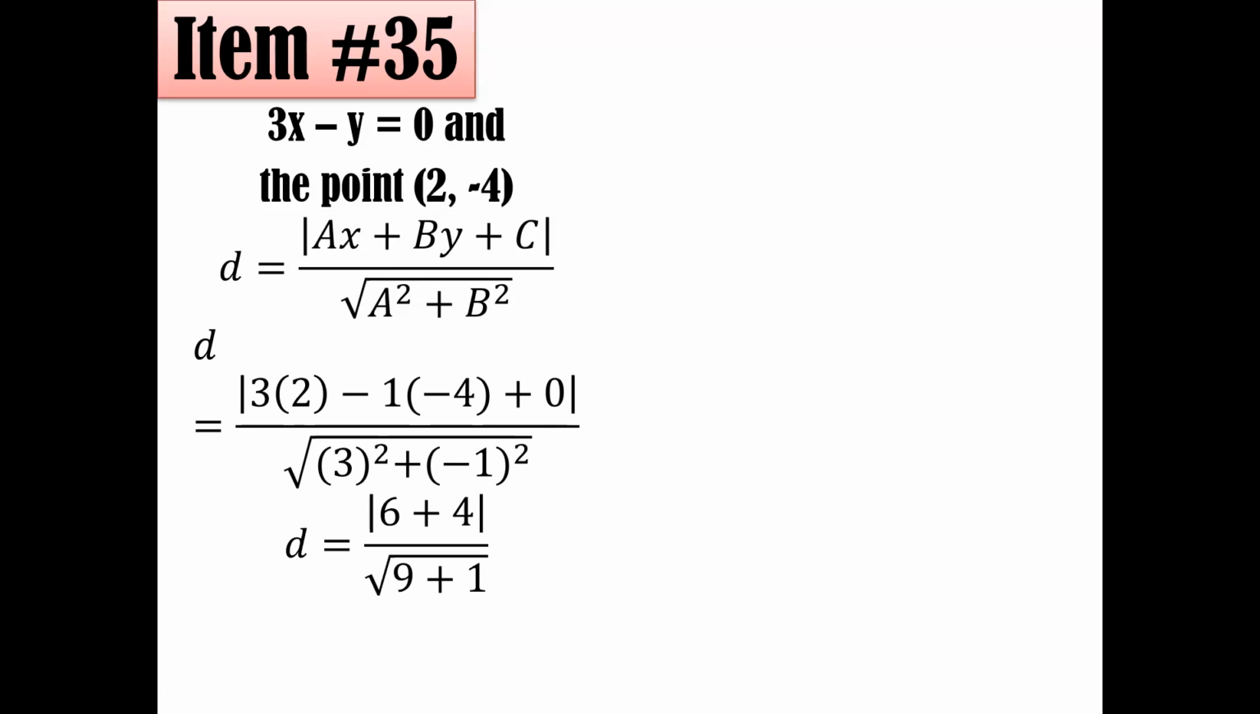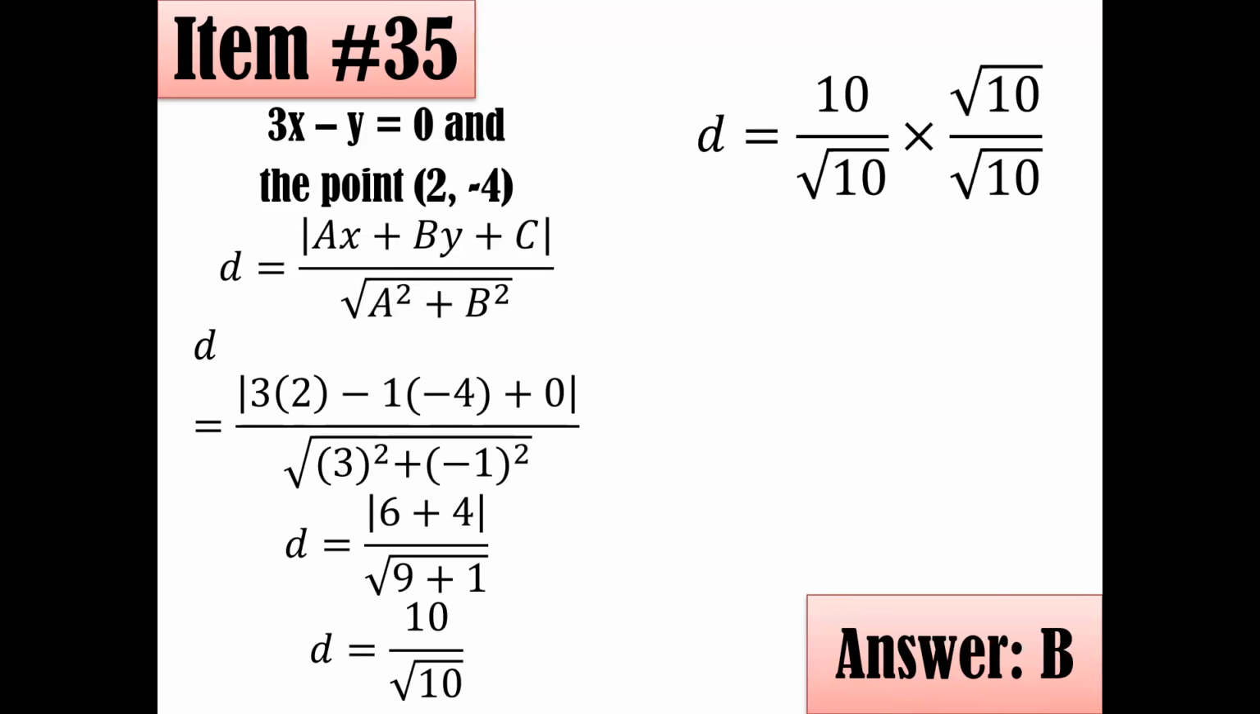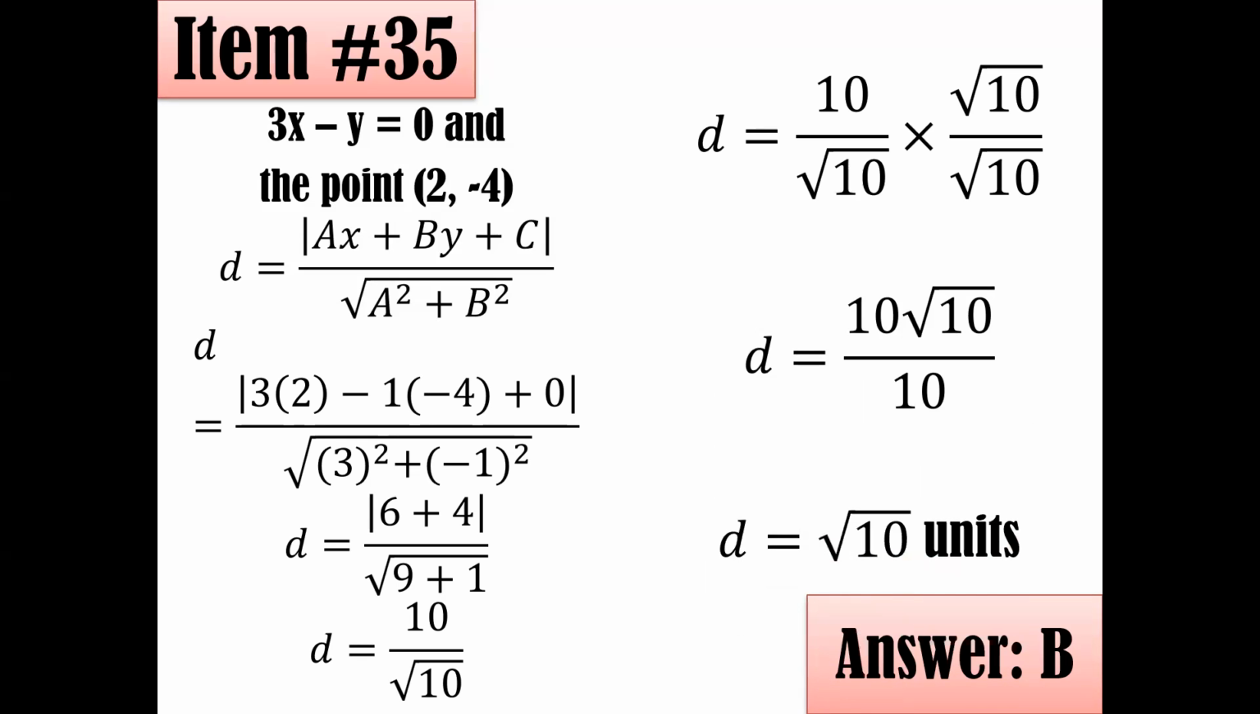This, by using your calculator, that's 6 plus 4 all over, that's 10, all over the square root of 9 plus 1 or square root of 10. Simplifying this gives you square root of 10 units. Letter B. Very good. Next.